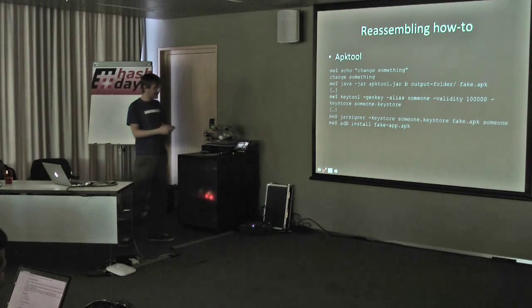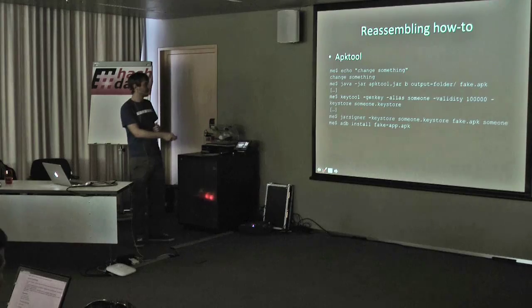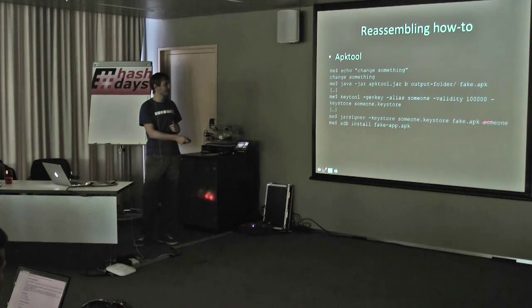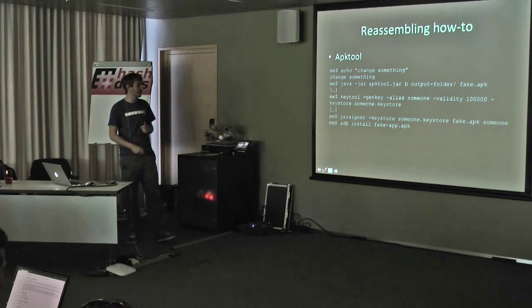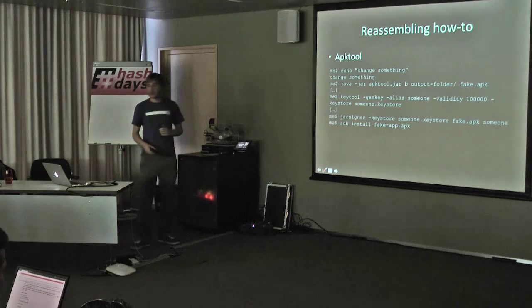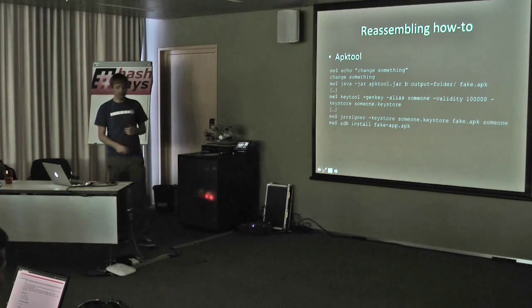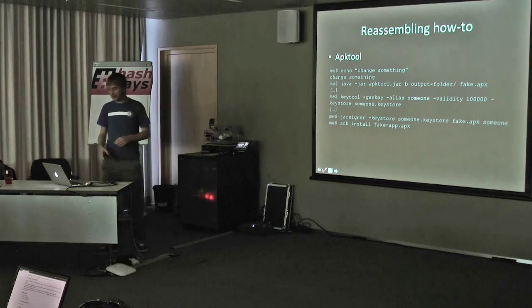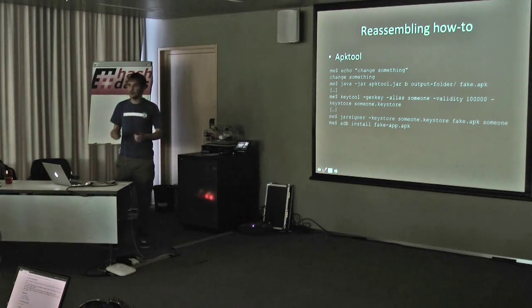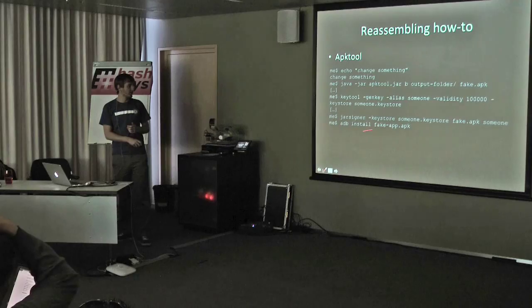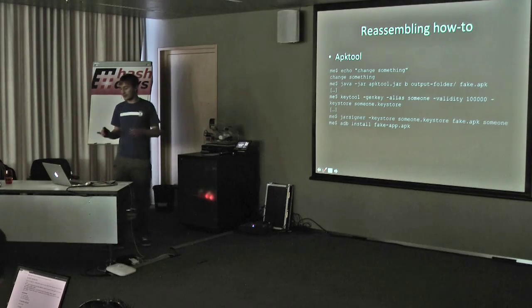So if you want to update your app, you have to sign it with the same key. So basically, you produce a new key. You say jarsigner, please sign that APK file. And the last line already installs it on your mobile. So adb install means if you connect your phone over the USB cable and you have USB debugging on, it will install the app. So really, really easy.